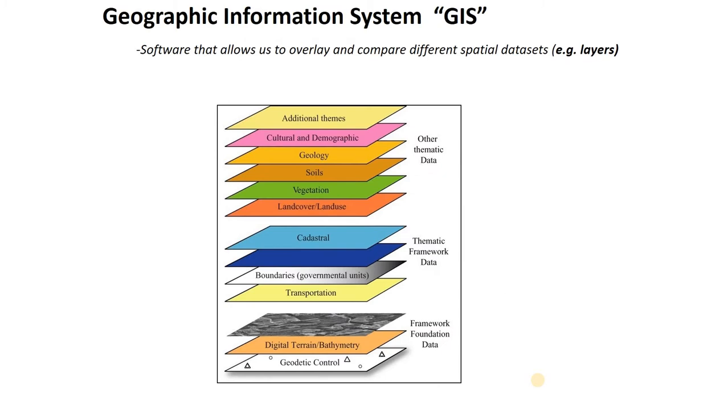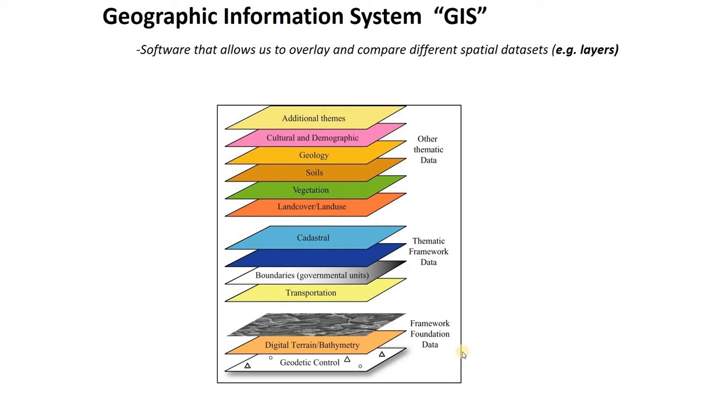So GIS stands for Geographic Information System. It's a software or a family of softwares that allow us to overlay and compare different types of spatial data sets. That's really the theme: all the data we look at in GIS has some spatial element to it. It exists at some point in space, and often the point is to make spatial calculations.